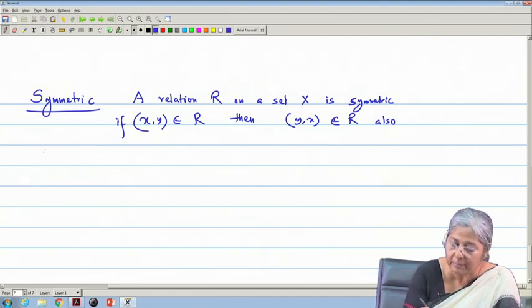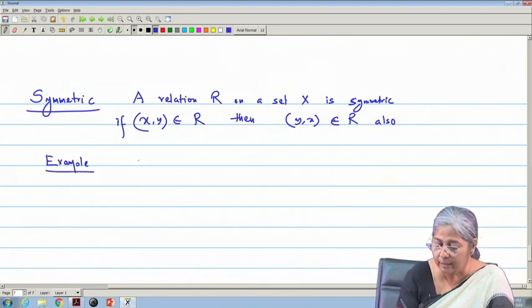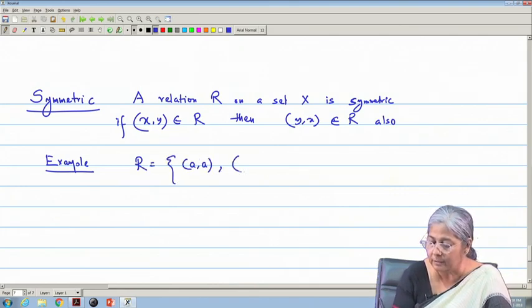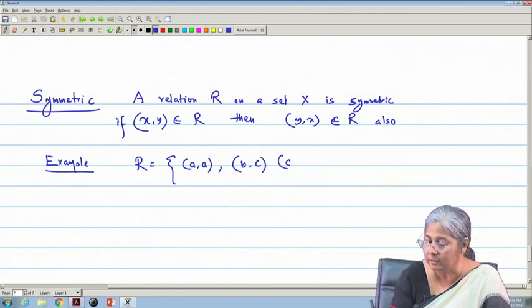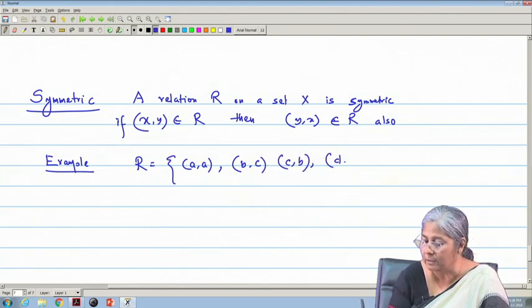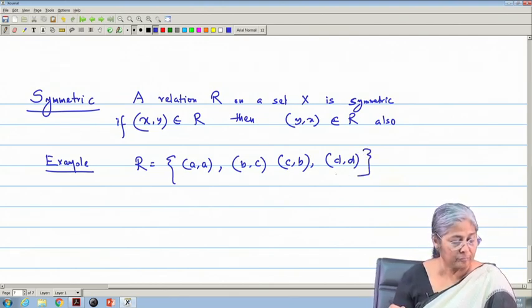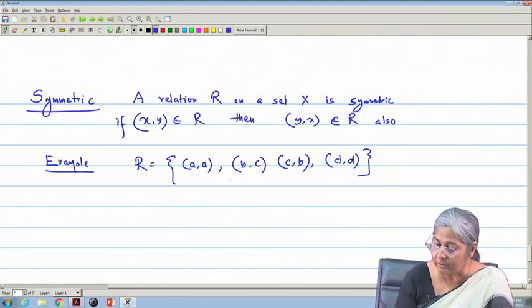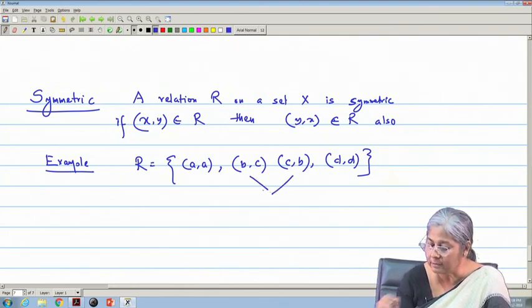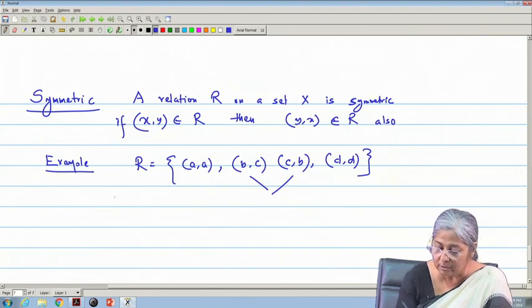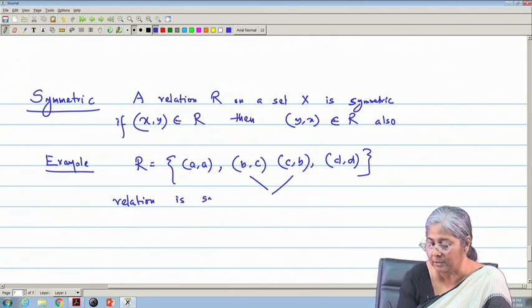And if we see that same example, the relation R, say (A, A), then (B, C), then (C, B), then (D, D). Then this is symmetric because (B, C) is there, then (C, B) is also there. So, this relation is symmetric.